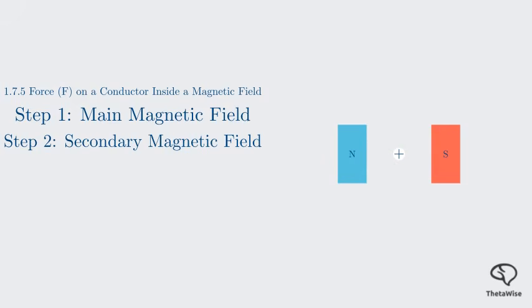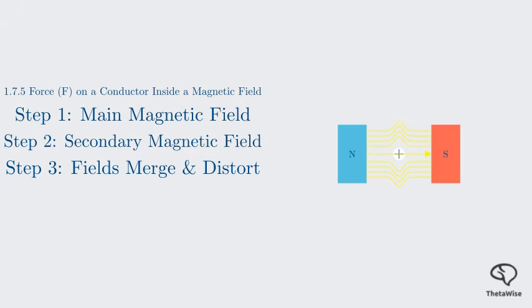Now for the key step. We merge the two diagrams. We combine the main magnetic field of the magnets with the secondary magnetic field of the conductor. Because magnetic field lines cannot intersect, the secondary field of the conductor distorts, or pushes and pulls, the main field of the magnets. Above the conductor, both fields are in the same direction, so they work together to form a stronger, more concentrated field. Below the conductor, the fields are in opposite directions, causing them to cancel out and form a weaker field. What is the consequence of this imbalance in field strength?